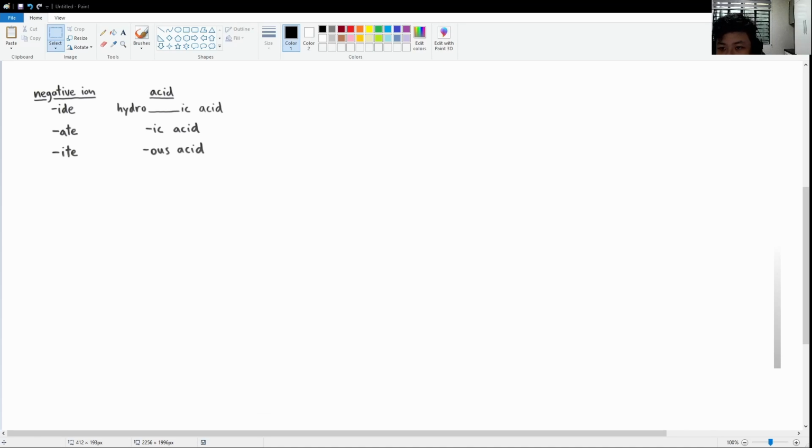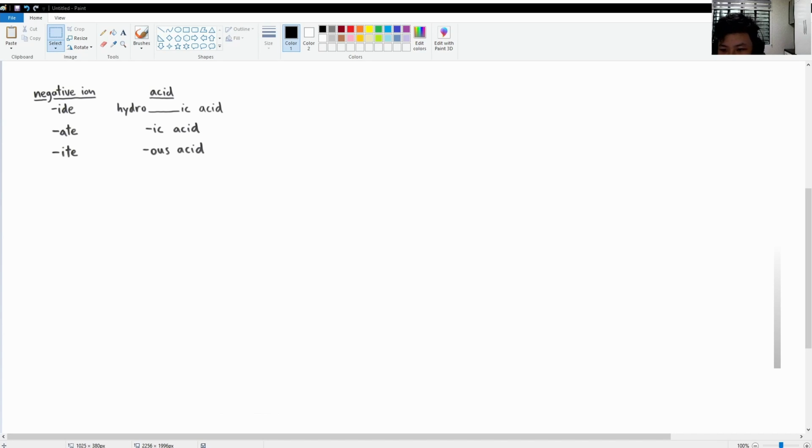So these are the rules for naming acids based on the name of the negative ion that's in the acid. If the negative ion ends in IDE, it pairs up with hydro and IC. If the negative ion ends in ATE, it pairs up with IC. Then if it is ITE, it pairs up with OUS.